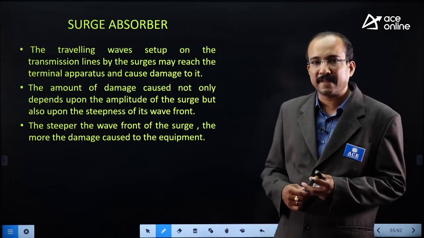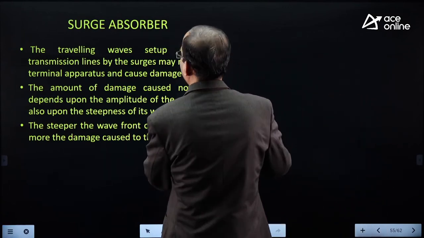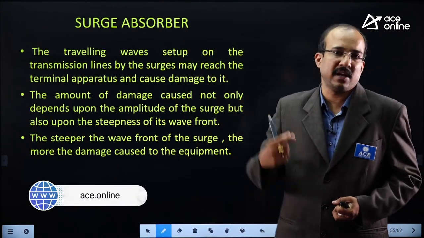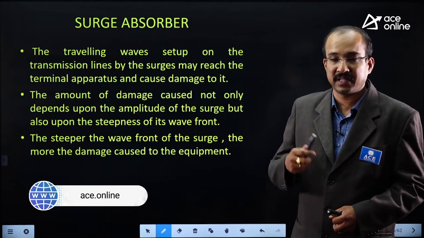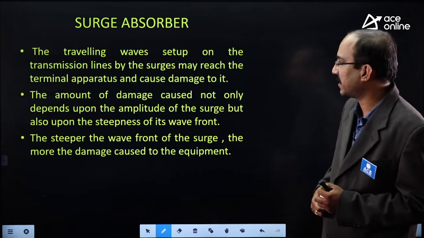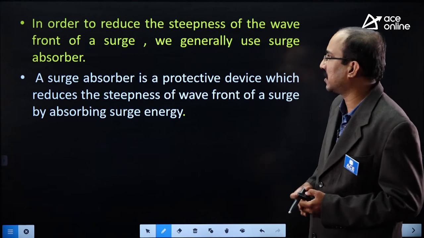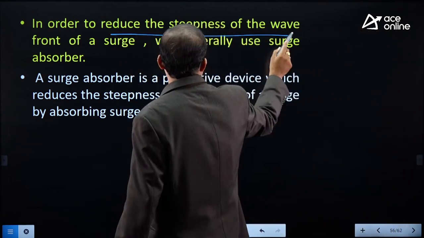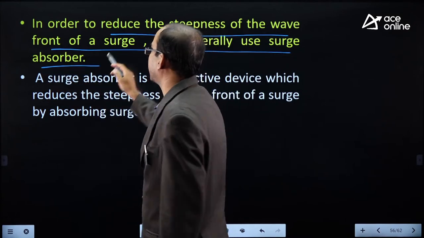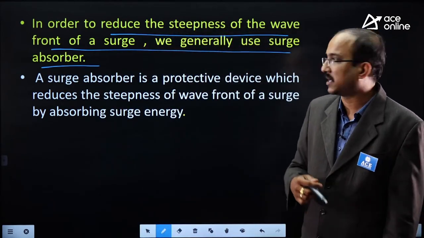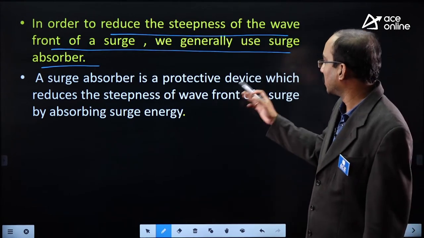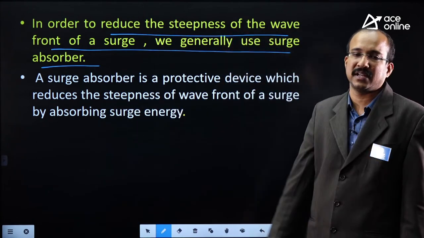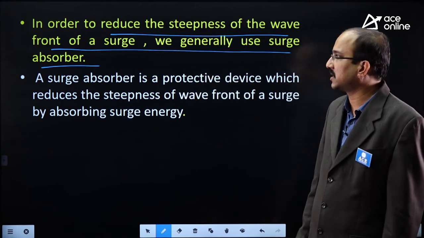If the traveling waves set up on the network enter into the terminal equipment like a transformer or generator, they will get damaged. So here, what does the surge absorber do? The steepness of the wavefront is reduced by using a surge absorber. A surge absorber is a protective device which reduces the steepness of the wavefront by absorbing the surge energy.